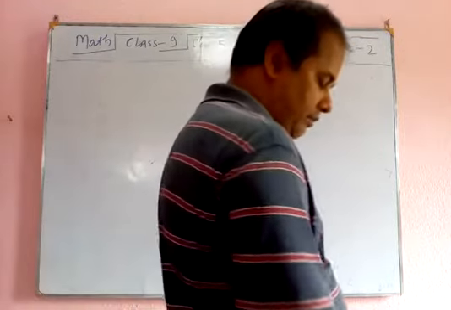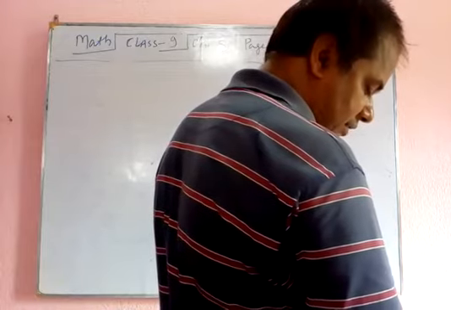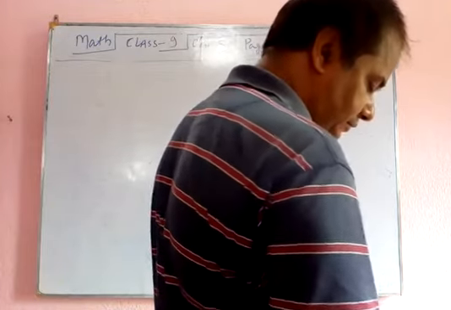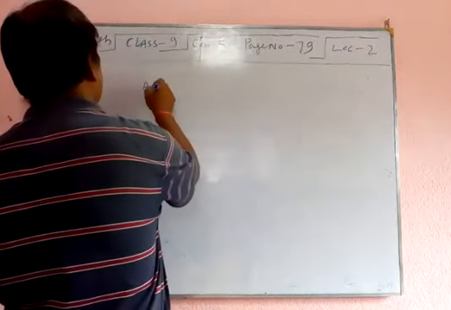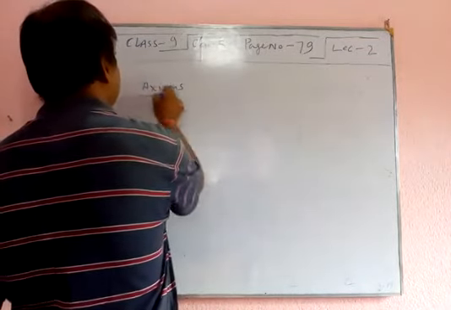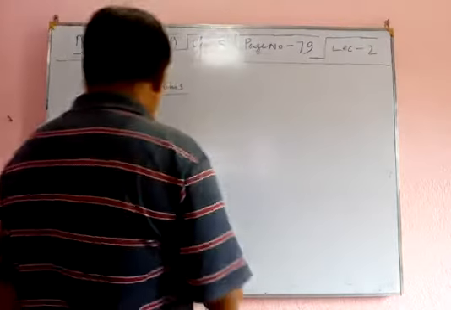Now, next point is 5.2, Euclid's definitions, axioms and postulates.